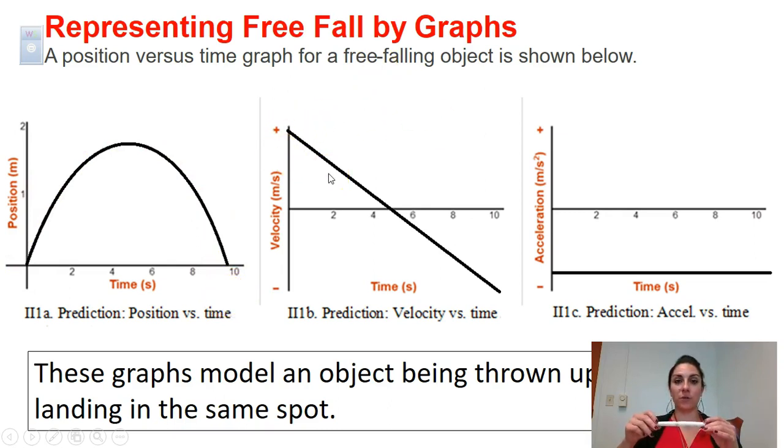It starts off going fast, stops, and starts to speed up back down. So this is a slow down as you go up and a speed up as you go down. Slow down, speed up. And that's exactly what these graphs model.